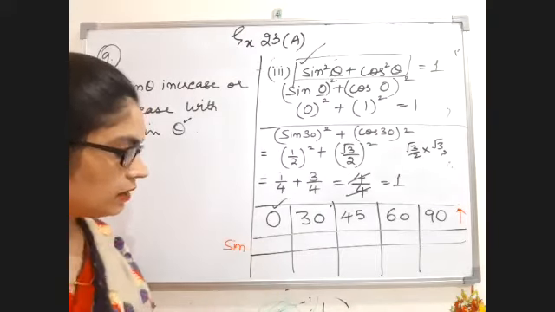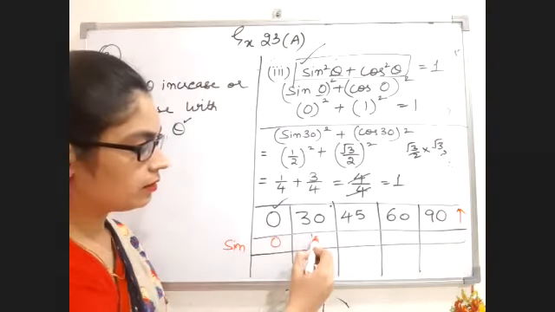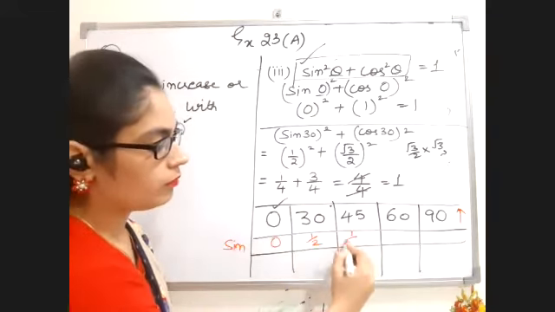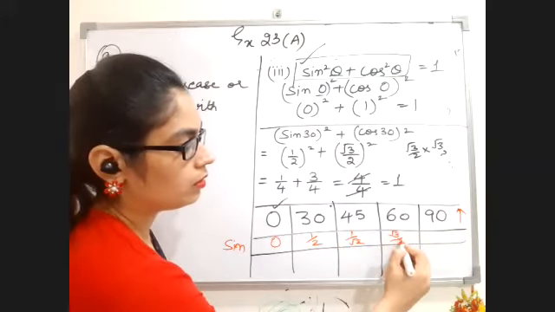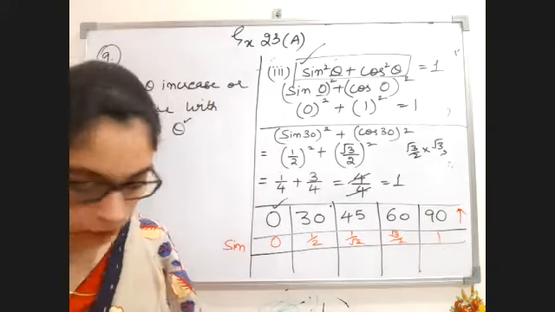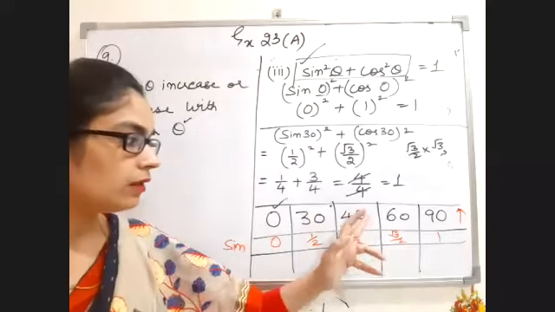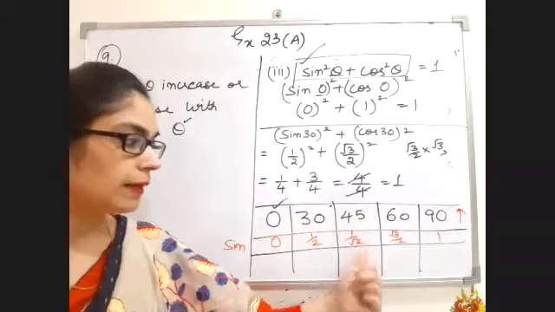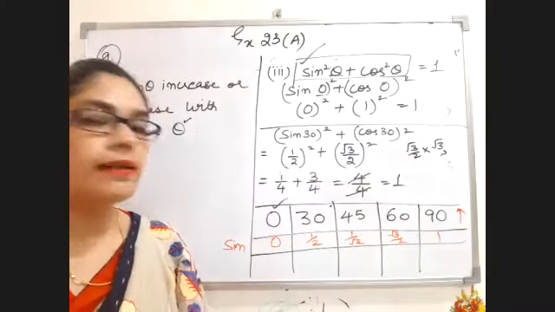What is the value of sine 0? 0. So sine 0 is 0, sine 30 is 1 by 2, sine 45 is 1 by root 2, sine 60 is root 3 by 2, and sine 90 is 1.